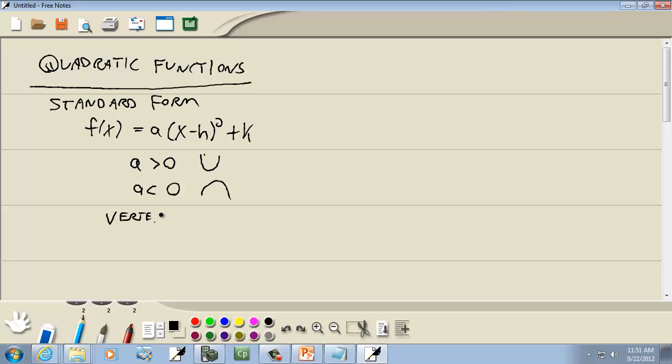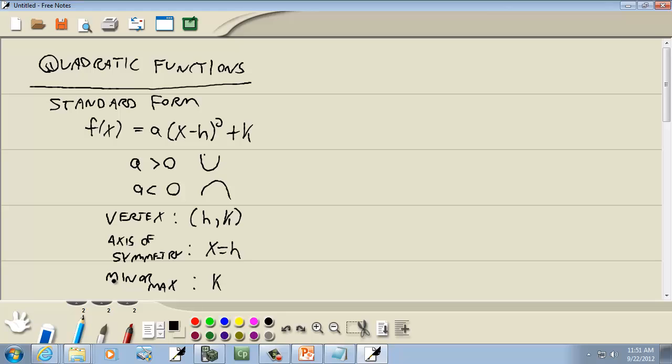Your vertex is of the form (h, k). Your axis of symmetry is going to be x is equal to h. And your min or your max is going to be your k value, your y value here.